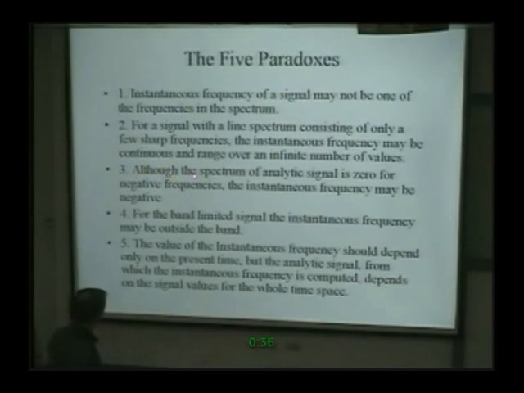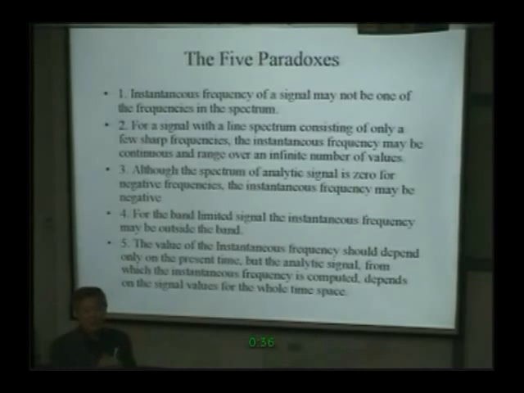Number 3, although the spectrum of an analytic signal is 0 for negative frequency, the instantaneous frequency may be negative. You know, when we do Hilbert transformation, how did we do it? We use Gabor's program. By the way, these are discussed in the mathematical part I gave you for reading. If you read it, you will find it.